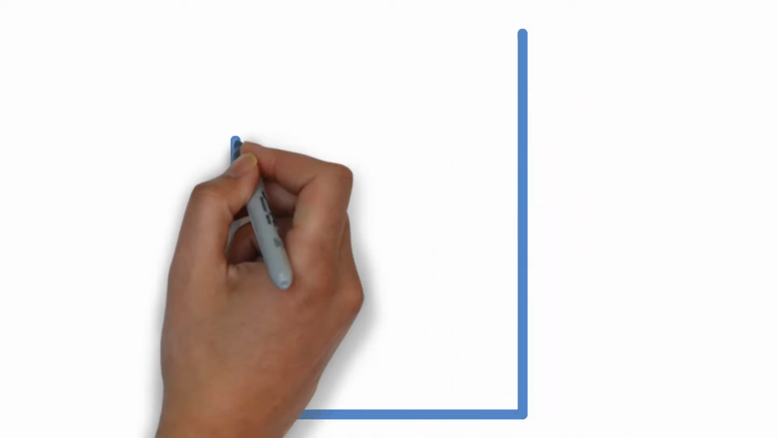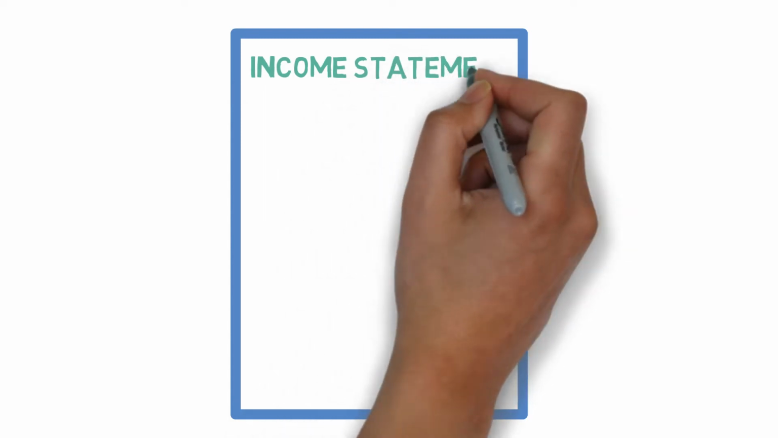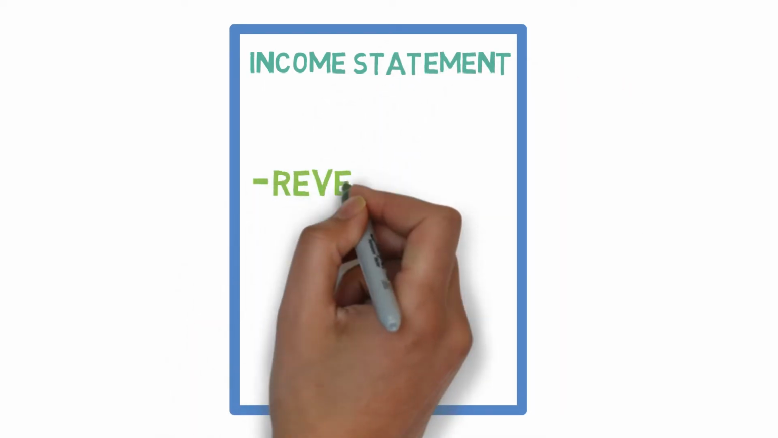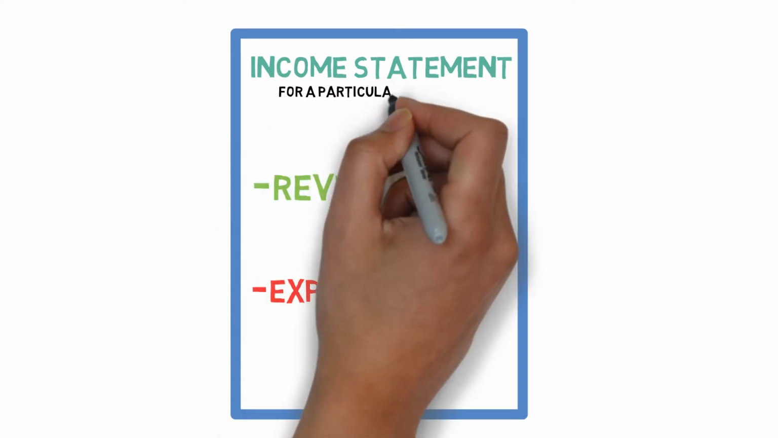In the previous video, we learned about one of the three main financial statements, the balance sheet. Today, we will learn what an income statement is and how it can be drafted. An income statement gives us a summary of a business's revenue and expenses over a specific period of time.